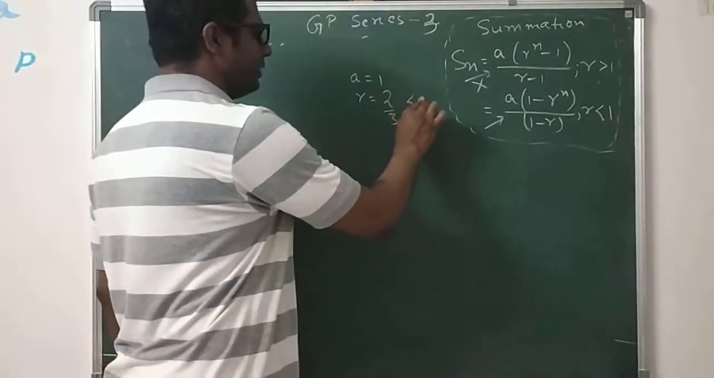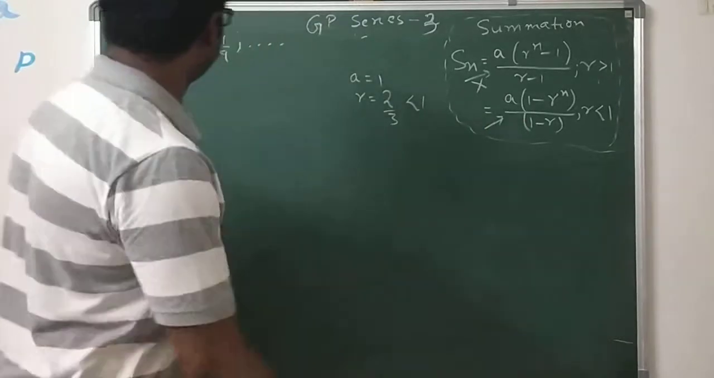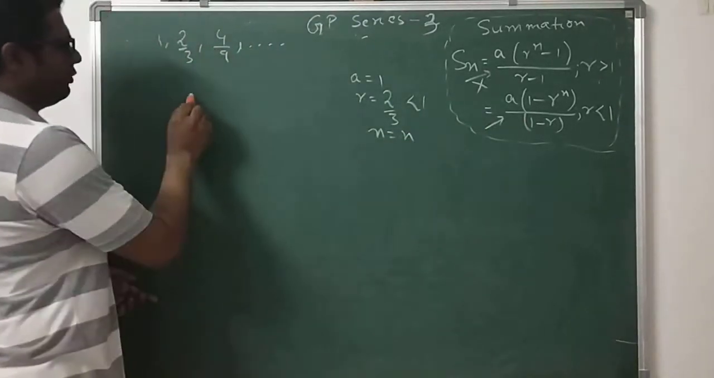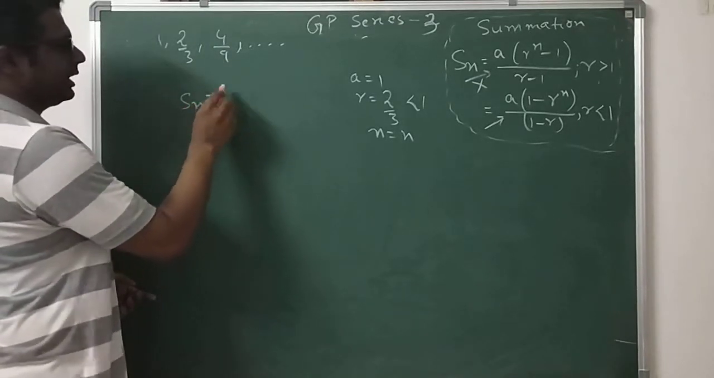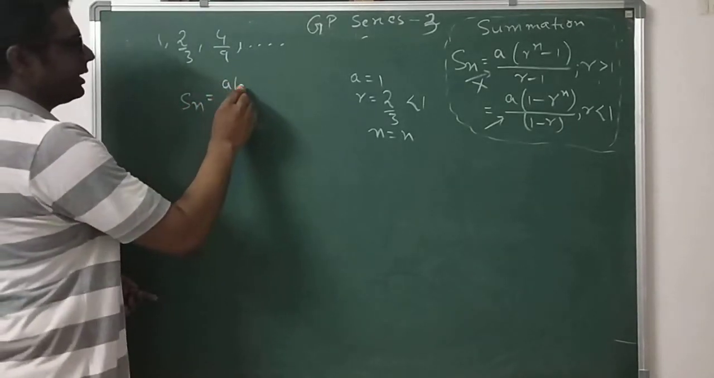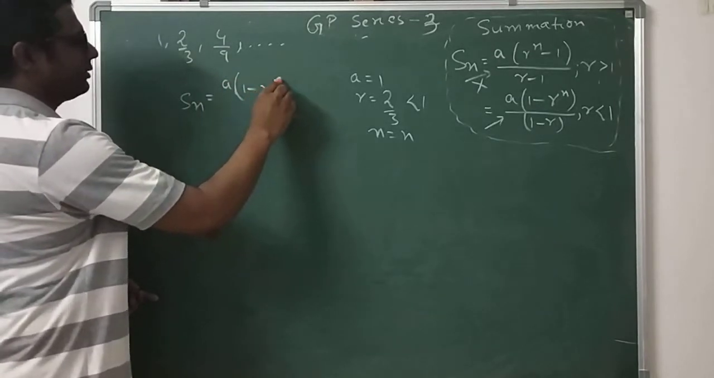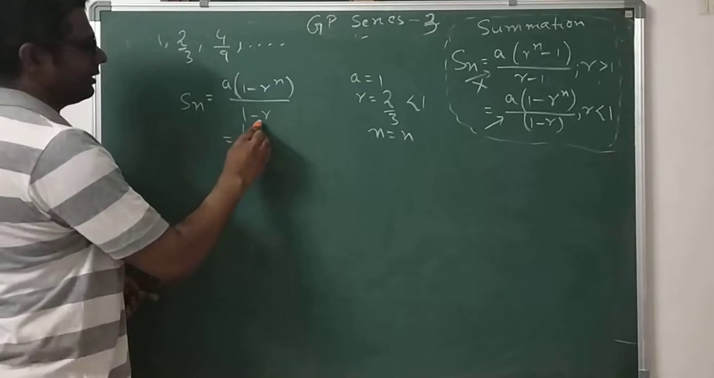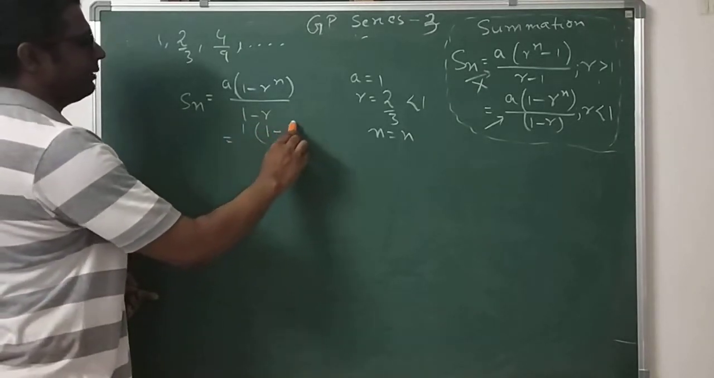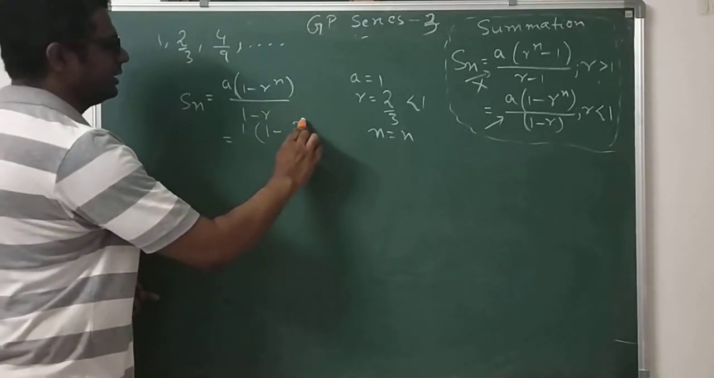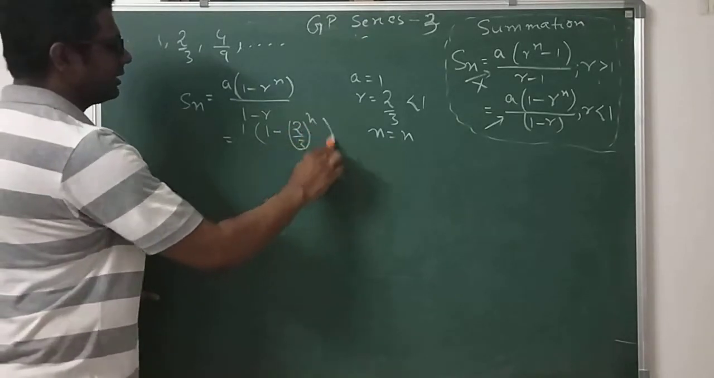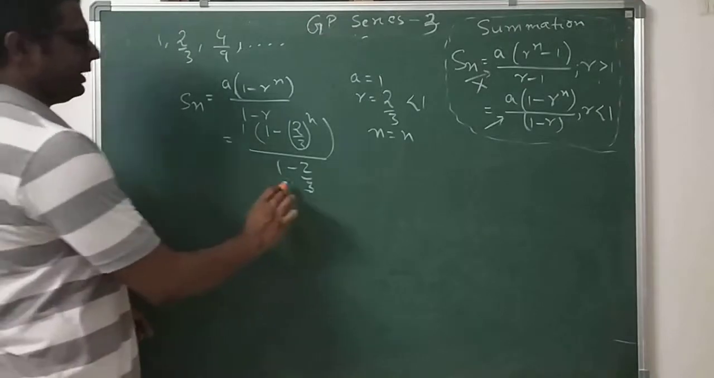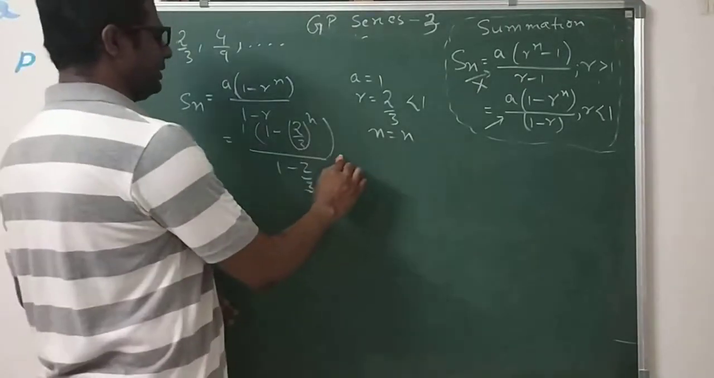R is less than 1, so you have to use this formula. And the number of terms is n. So let us find out. Sn is equal to A (1 minus R to the power n) by (1 minus R). What is A? 1. What is 1 minus R to the power n? 1 minus (2 by 3) to the power n, divided by 1 minus 2 by 3. Right? So 1 minus 2 by 3 in the denominator will be 1 by 3.